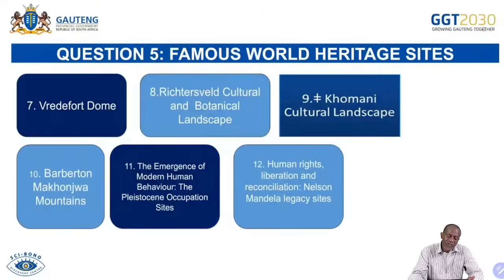You are still on question 5, you have the Vredefort Dome, the Richtersveld Cultural and Botanical Landscape, and the Khomani Cultural Landscape. You have the Barberton Makhonjwa Mountains. The 11th one and the 12th one were declared in July 2024. The 11th one would be the Emergence of Modern Human Behaviour, the Pleistocene Occupation Sites, and the 12th one would be the Human Rights, Liberation and Reconciliation: Nelson Mandela Legacy Sites. So these are your 12 sites that you should know getting into tomorrow's examination.